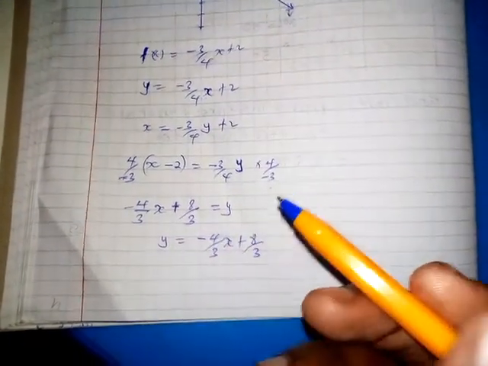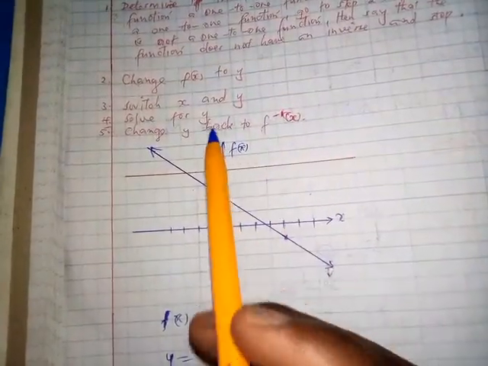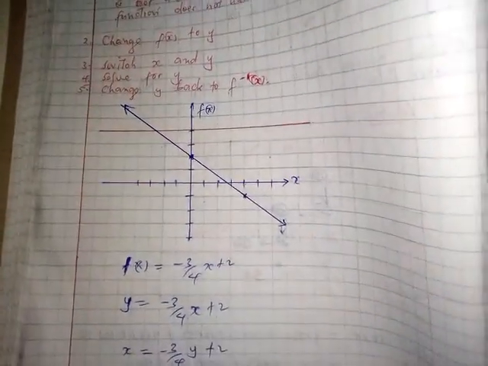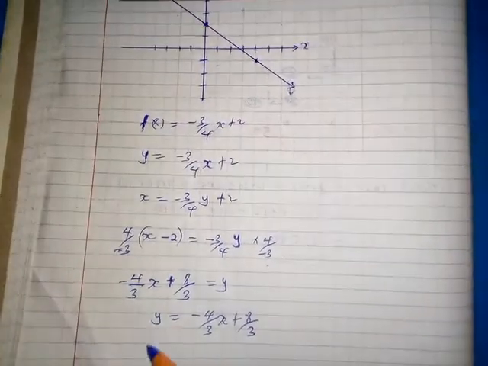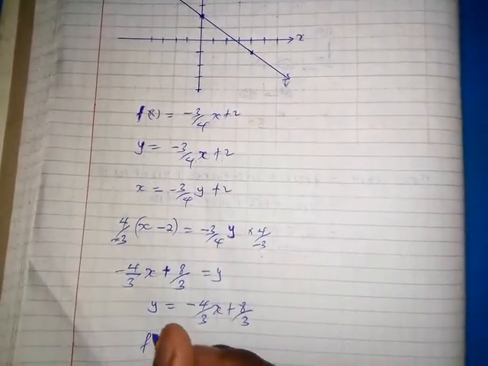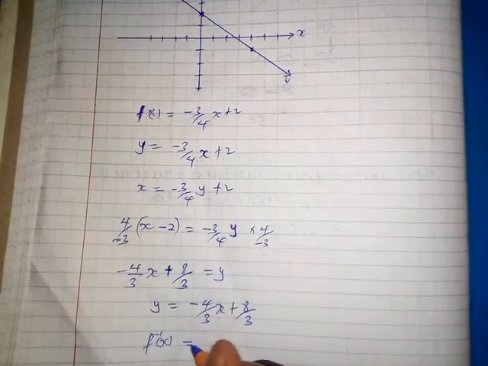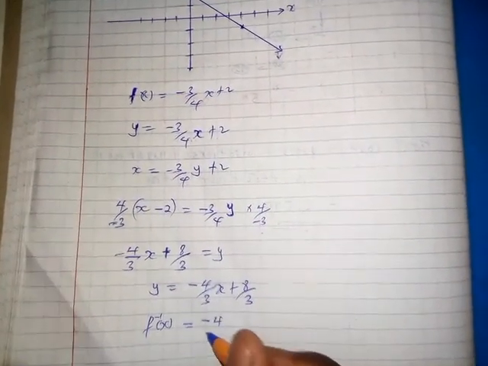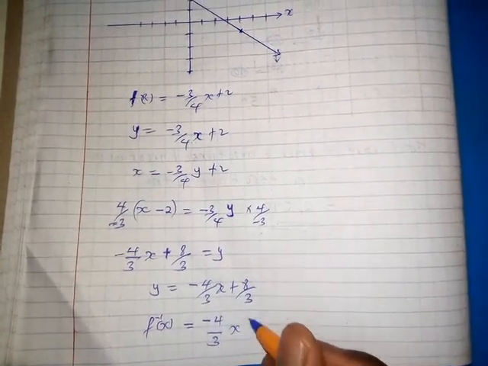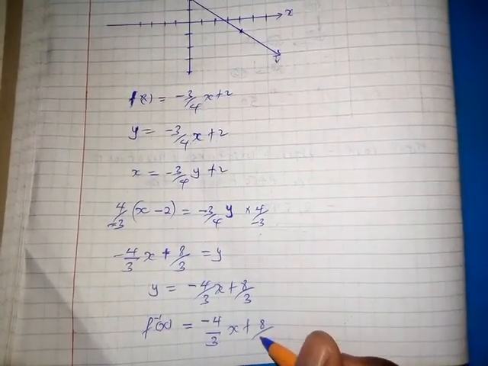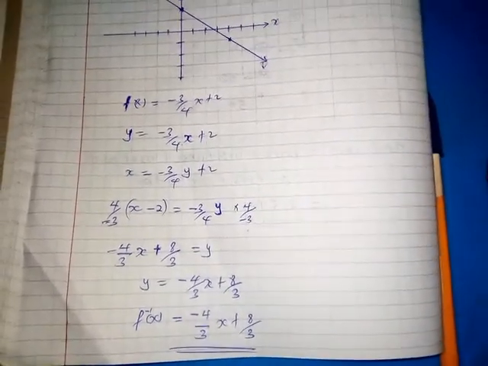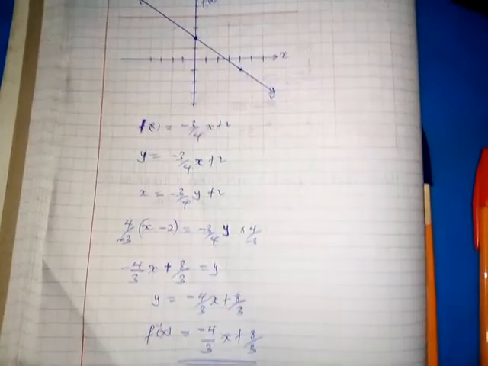After that, we go to step 5, which says change y back to f inverse of x. So f inverse of x is equal to, we just copy this, negative 4 over 3 x plus 8 over 3. And up to that point we are done, and that is the inverse function of our function f(x).